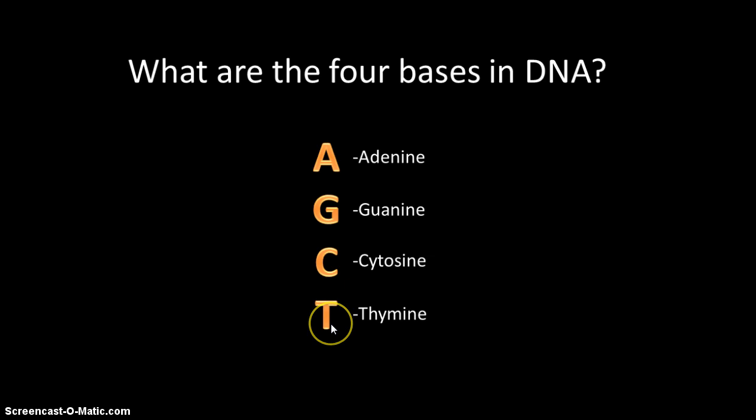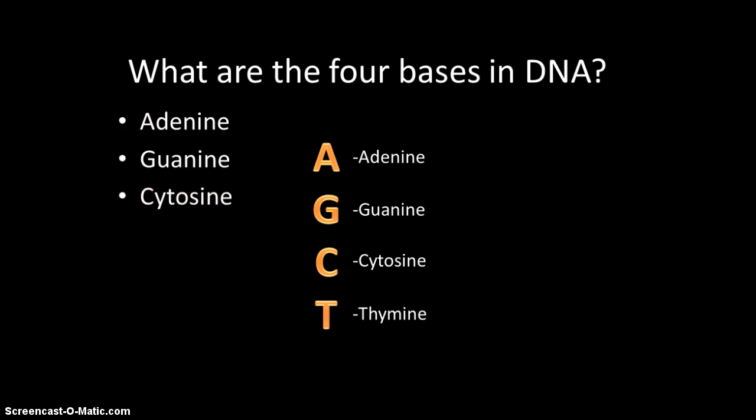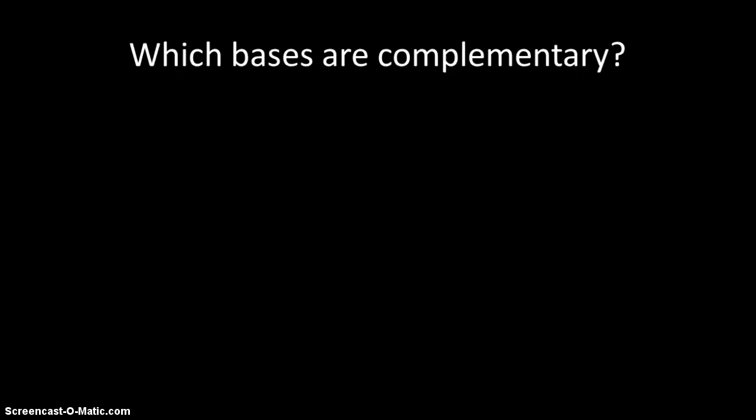Look on your note sheet. Your third question says the 4 bases of DNA. They're abbreviations. So in each line, you need to write the name, and in parentheses, put its abbreviation that we'll use. So adenine, guanine, cytosine, and thymine.